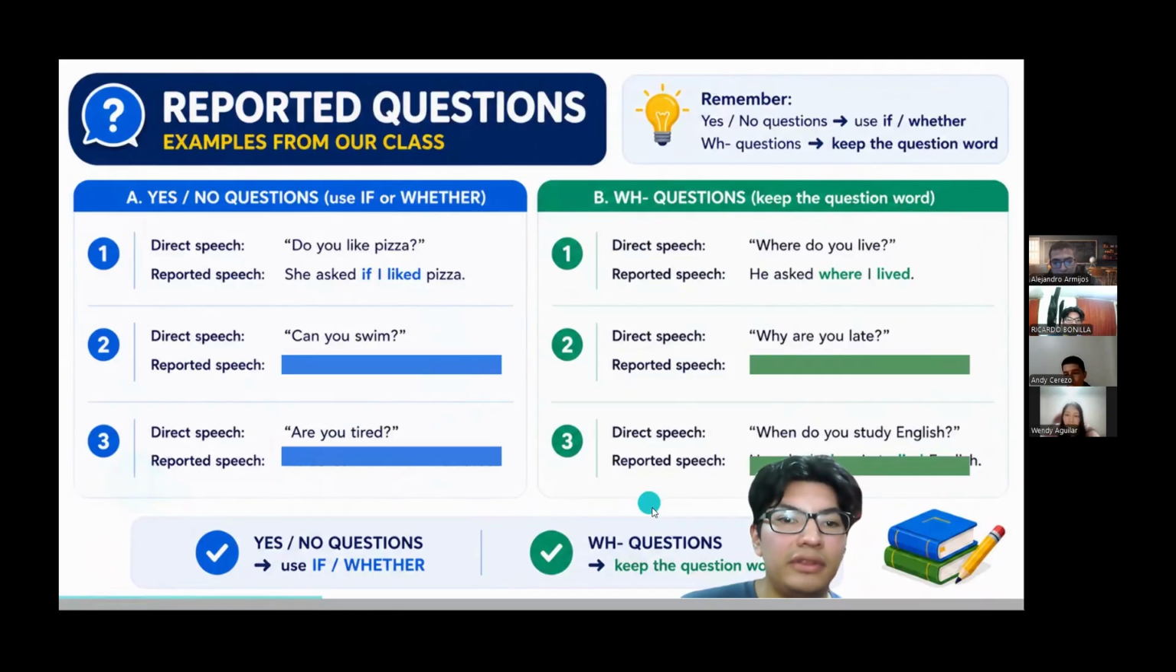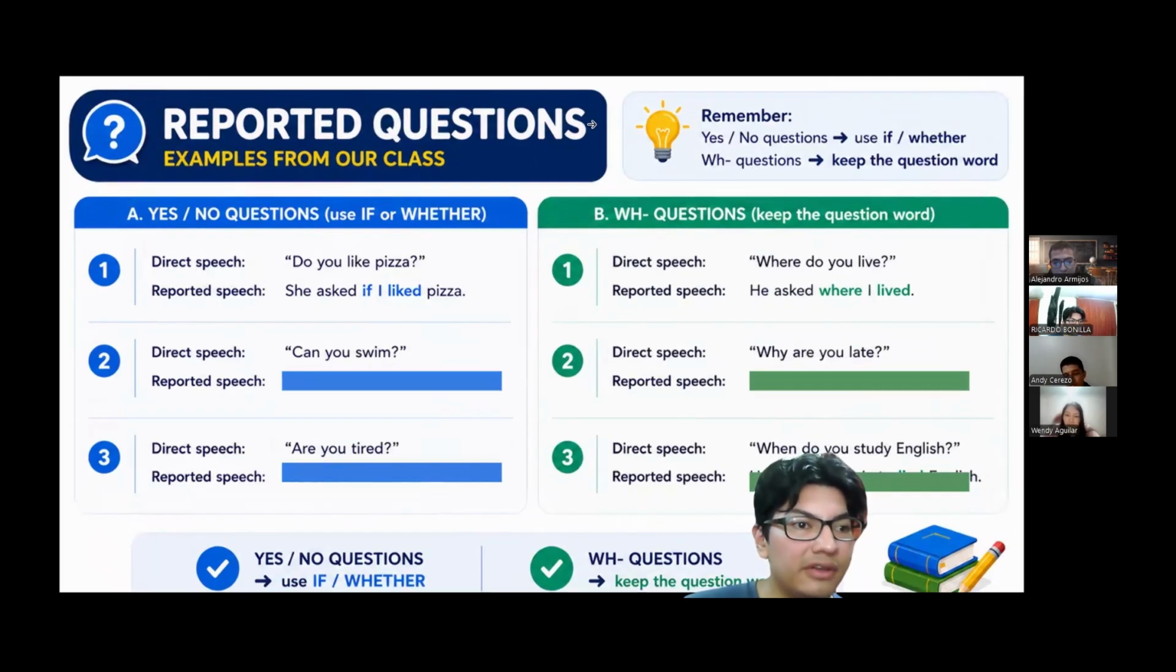Okay, now let's continue with the wh-questions. This type of question uses words like where, what, when, who. In reported speech, we keep this word. Example: direct speech, where do you live? The answer is he asked where I live. We kept the word, but the sentence changed.